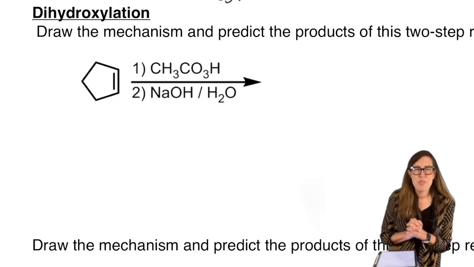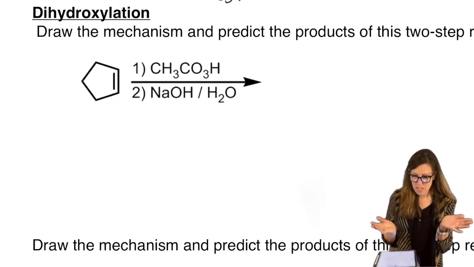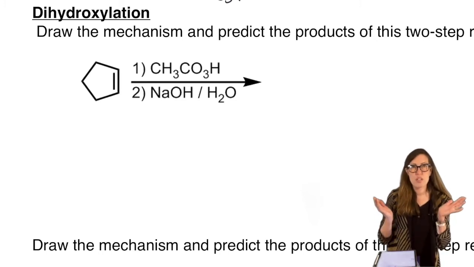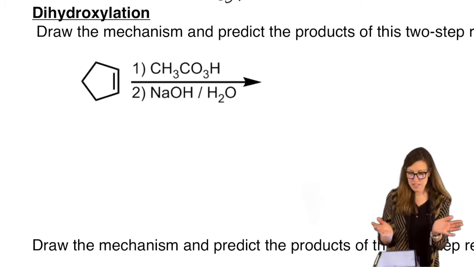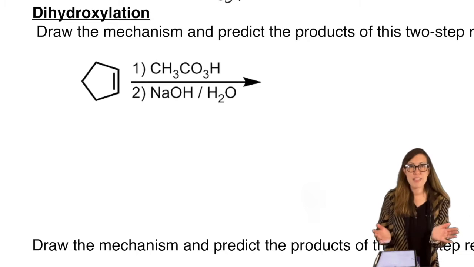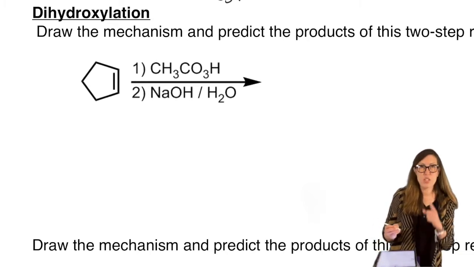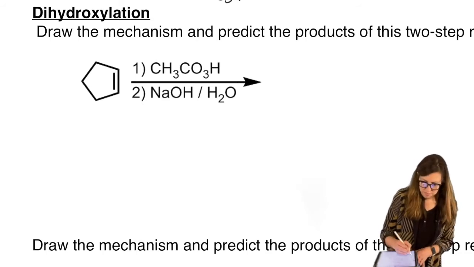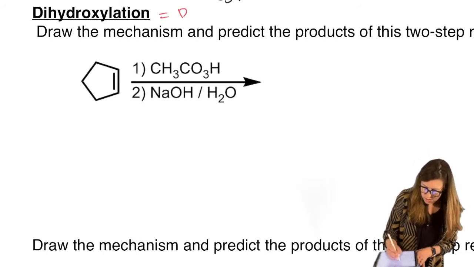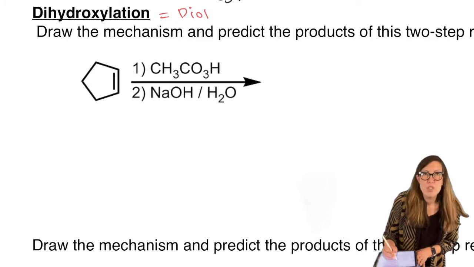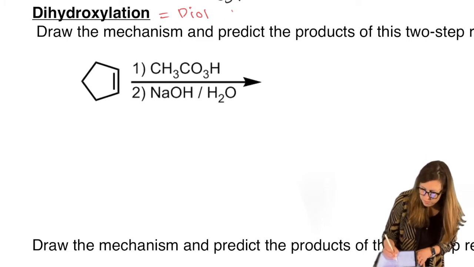So we have made alcohols, we've made epoxides. We're going to make the epoxide in step 1 and use a second step to react it and make another functional group. Dihydroxylation, also known as diol formation. Diol, 2 alcohols, 2 OHs.